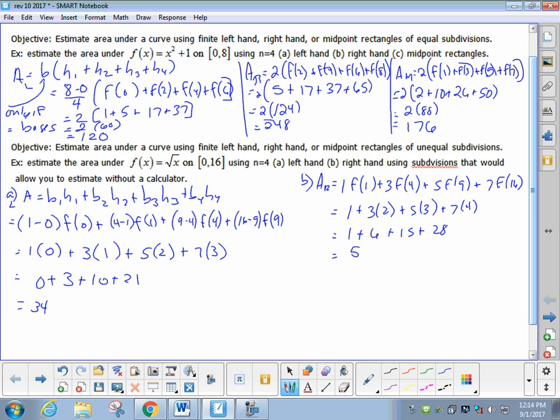What'd you get? I got 50. How about you? If you got 50, great, move on to midpoint. If you didn't, oh, there's no midpoint, sorry. There's no midpoint. Don't want to do midpoint.